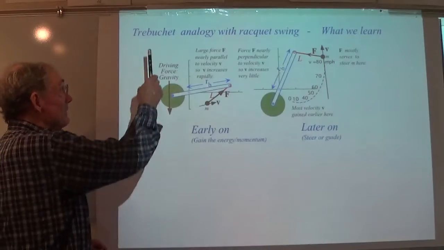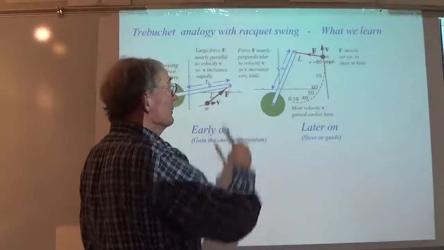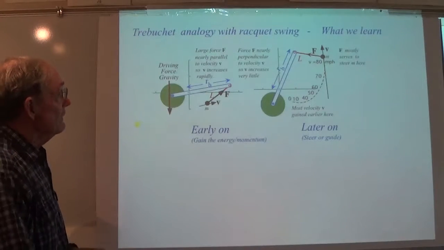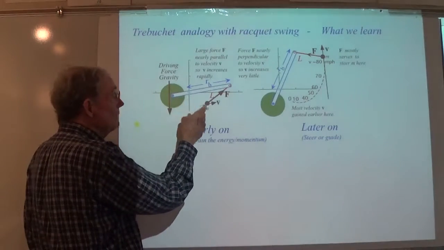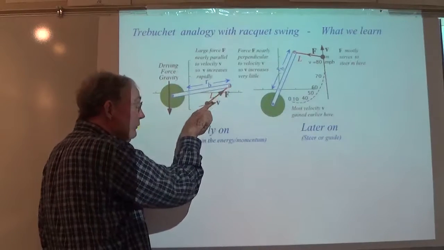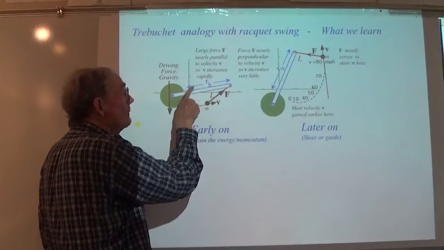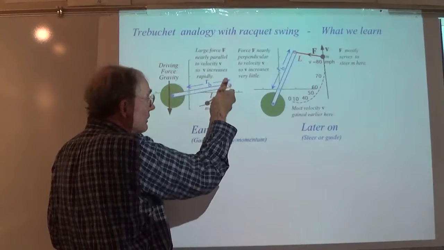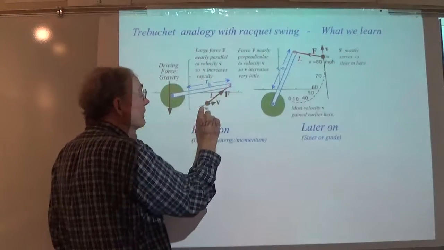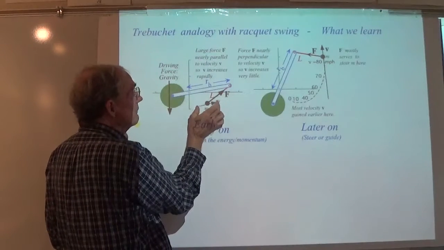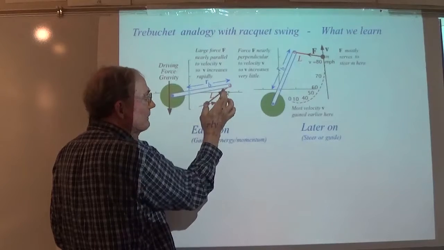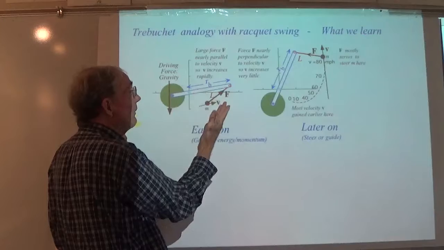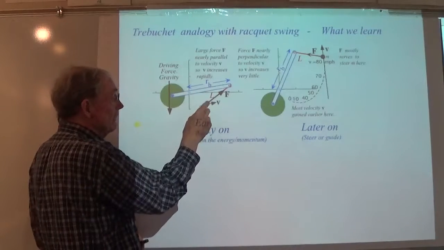Anyway, here's the deal. What I like to do is make an analogy between the trebuchet and swinging, let's say, a tennis racket. Okay? And the idea is that the trebuchet has a huge force being applied as it opens up. And the velocity is whatever the sum of the rotation here and the rotation here gives, say that. At this point, the velocity and the force are more or less in the same direction. So F dot V is large, and that's the power going in to this thing.